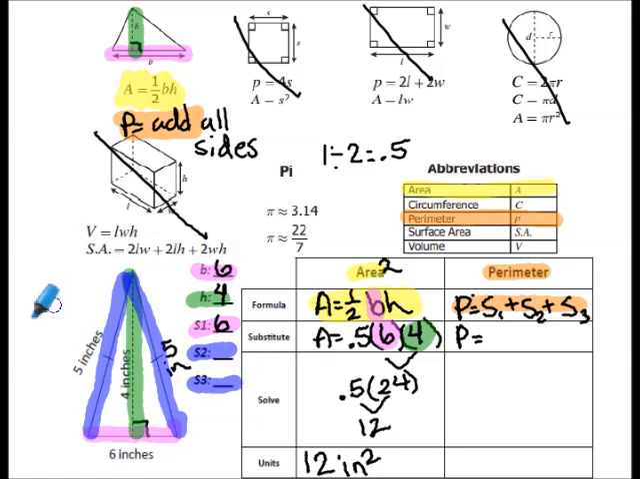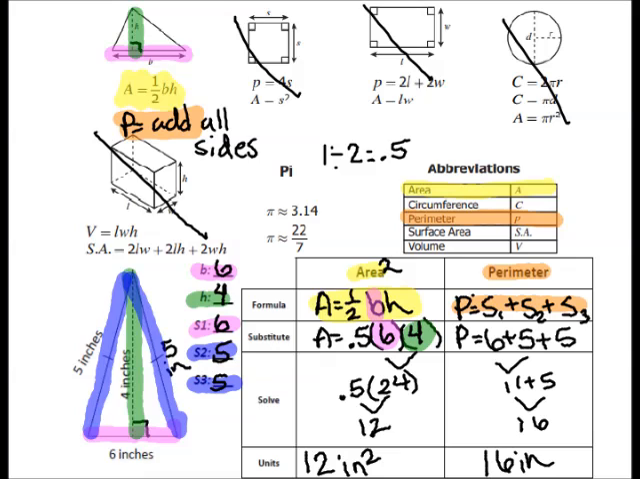We're not going to use the green height of 4 inches because if I put a string around this triangle, it's not going to touch the height. It's going to touch the 5 inches, the 5 inches, and the 6 inches. So we're going to add those 3 sides together, and 6 plus 5 is 11, plus 5 more is 16, and the string would be 16 inches long that went all the way around.